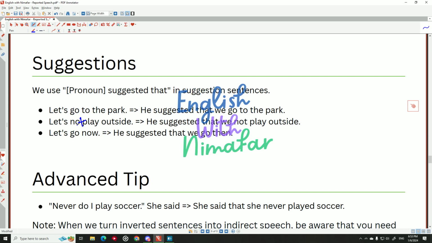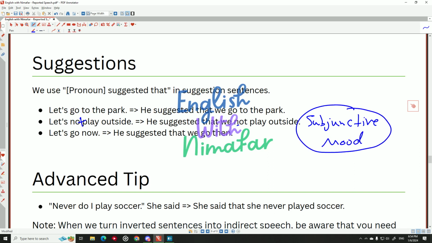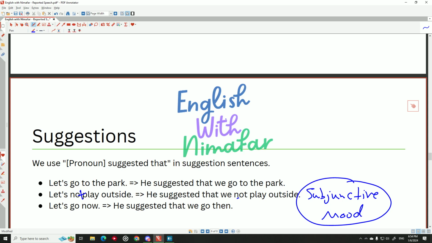Let's not play outside. He suggested that we not play outside. If you're wondering why not, we say we don't, because of this. Subjunctive mood. Whenever you learn this, you will understand the reason. He suggested that we not play outside. For example, he suggested that he drink water. No, not drinks. Anyway, let's go now. He suggested that we go then. We use this for suggestion.